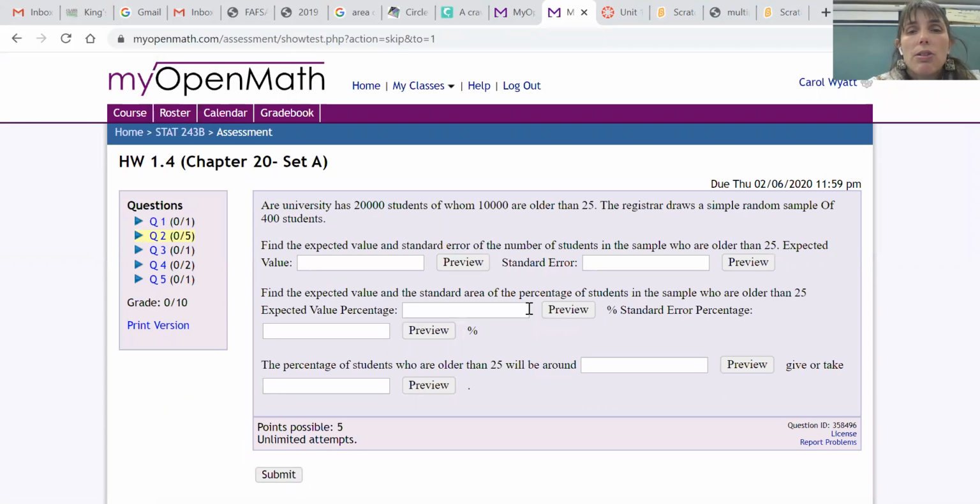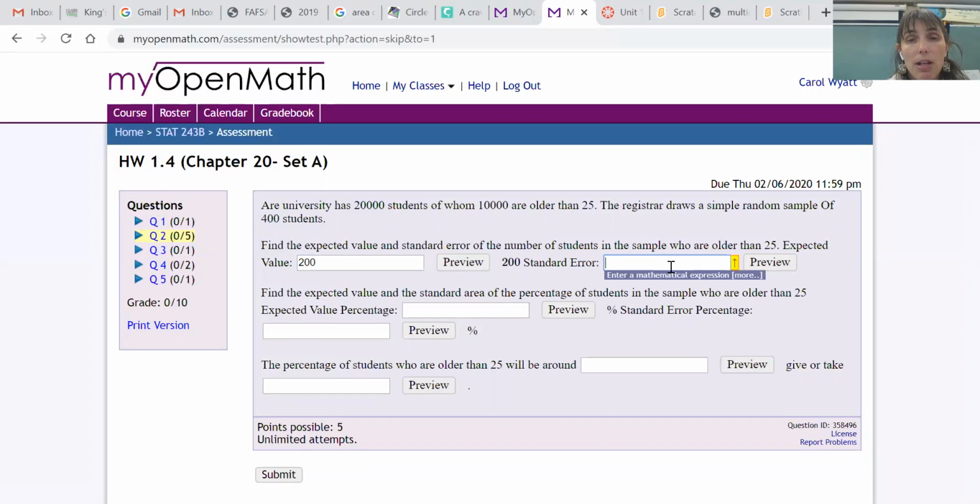So there are 20,000 students of whom 10,000 are older than 25. That's half in this scenario. These will randomly regenerate. The registrar draws a simple random sample of 400 students. Find the expected value and the standard error of the number of students who are in the sample. So our expected value, well, if it's half, we are expecting 50%, so with a random sample of 400, we're expecting 200, right?